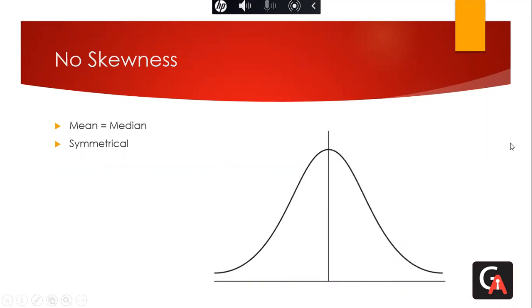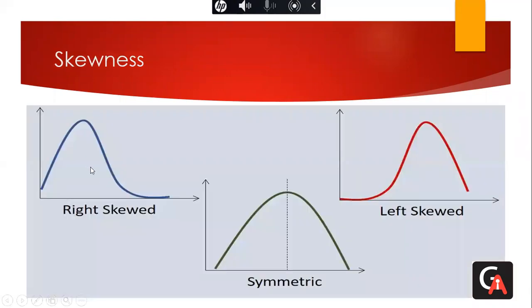Okay, let's move ahead. So this is the right skewed. We are going to get right skewed whenever the mean is higher than the median, and we are going to get left skewed whenever the mean is less than the median. We are going to get the symmetrical graph whenever the mean and median are approximately equal.